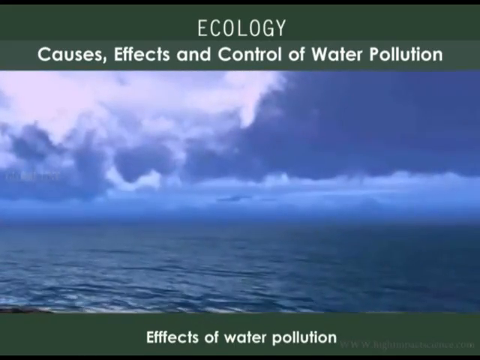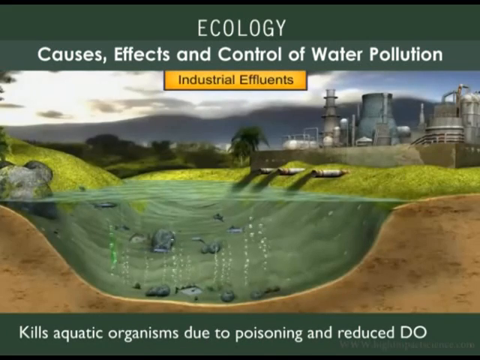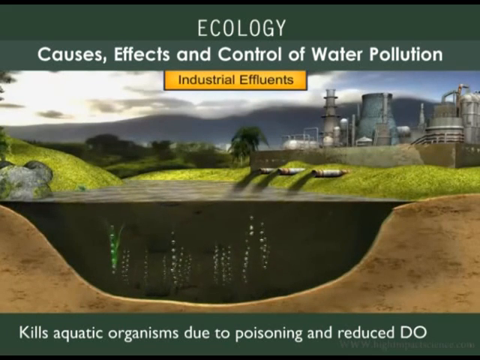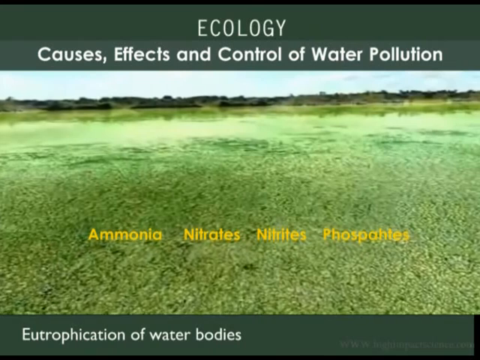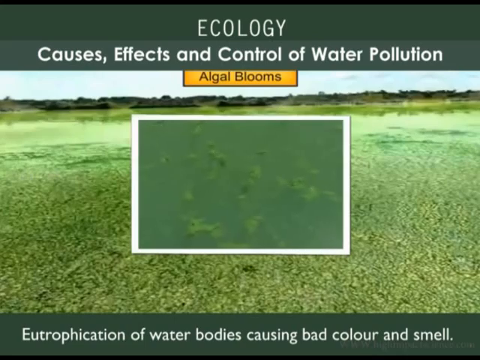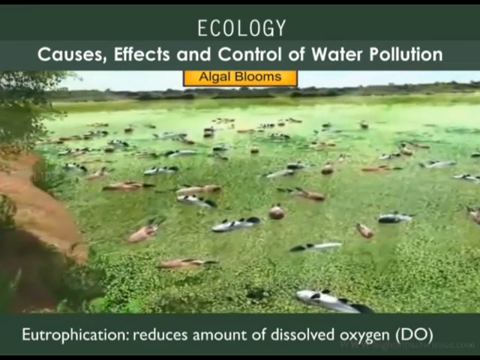Discharge of contaminated water into water bodies has adverse effects on aquatic life. It can kill or reduce the number of aquatic inhabitants due to direct poisoning or reduced oxygen concentration. Large amounts of nutrients such as ammonia, nitrates, nitrites and phosphates cause eutrophication as seen in algal bloom. This algal bloom causes a bad color and smell in water. It also reduces the amount of dissolved oxygen and hence causes death of aquatic organisms.